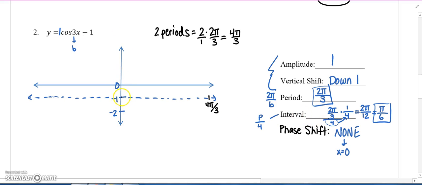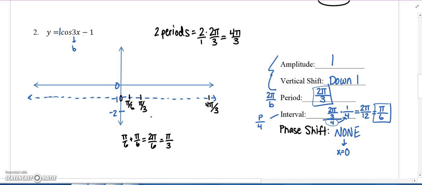Remember my beginning, this is 0. So if I add my interval, which is pi over 6, I'm going to get pi over 6. If I add another pi over 6, pi over 6 plus pi over 6 is 2 pi over 6, which simplifies to pi over 3. So my next one is going to be pi over 3.